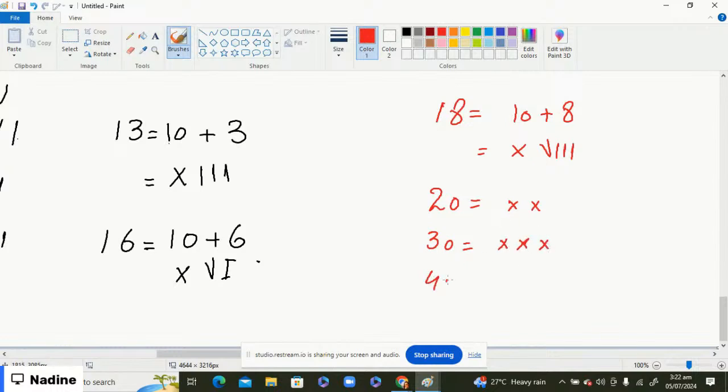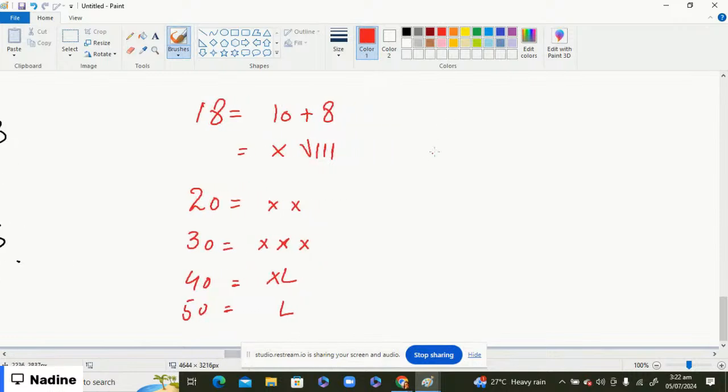But here 40 is different and 50 is different. What is 50? That is L. What is 40? That means something is subtracted. So 10 is subtracted from this 50. Understand? 10 is subtracted from this 50.